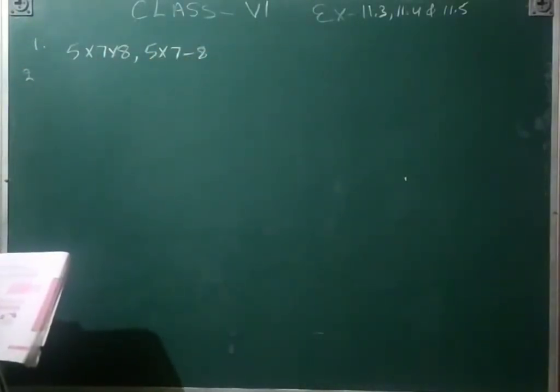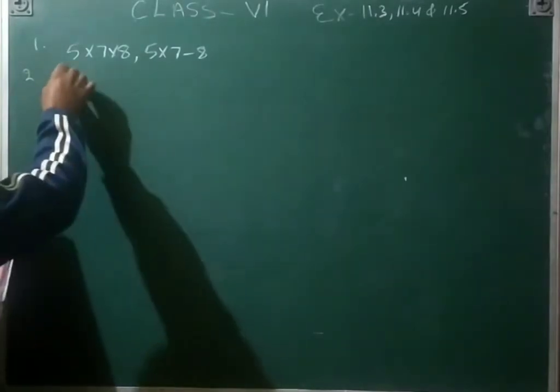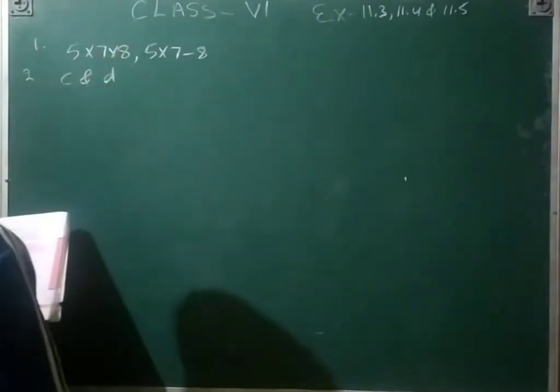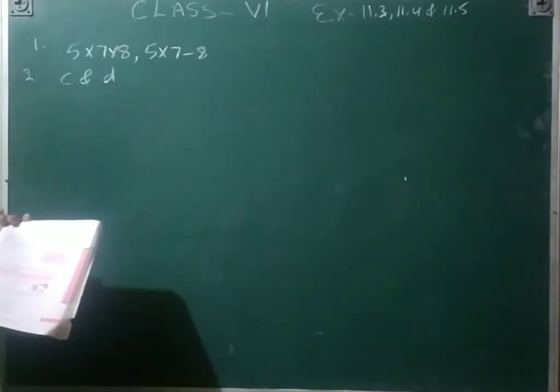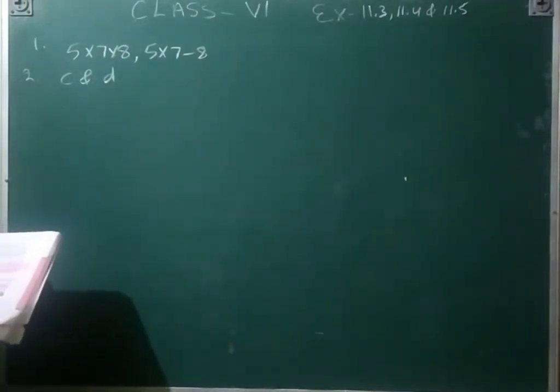Second question, which of the following are expressions with numbers only? So that is C and D, because here the English alphabets are not given, and in other places the English alphabet is given. Identify the operation addition, subtraction, division, multiplication in the following expressions and tell how each expression has been formed.